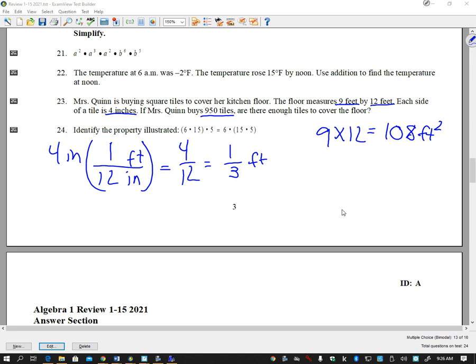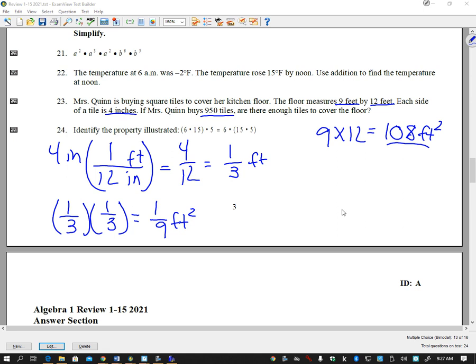No, we didn't change feet to inches. We changed inches to feet. Now, you could have converted this 108 feet squared to inches squared, but we didn't do that. We're still not done finding the area of our square tile, correct? Because we only found one side. So we have to do 1/3 times 1/3. So 1/9 feet squared is my tile, right?